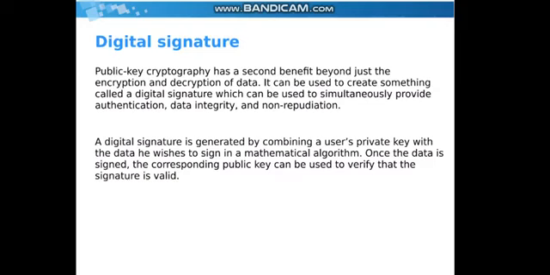Digital signature. Public key cryptography has a second benefit beyond just the encryption and decryption of data. It can be used to create something called a digital signature, which can be used to simultaneously provide authentication, data integrity, and non-repudiation. A digital signature is generated by combining a user's private key with the data he wishes to sign in a mathematical algorithm. Once the data is signed, the corresponding public key can be used to verify that the signature is valid.